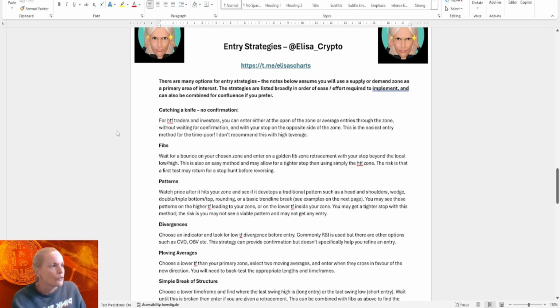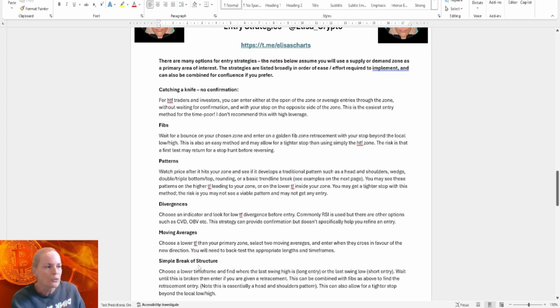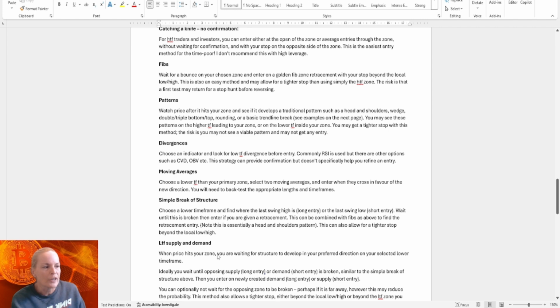So let's just start at the beginning anyway. I've listed these in what I would roughly consider as order of complexity, and how much time it's going to take on an individual trade basis. But some of them will take longer from a back testing perspective.